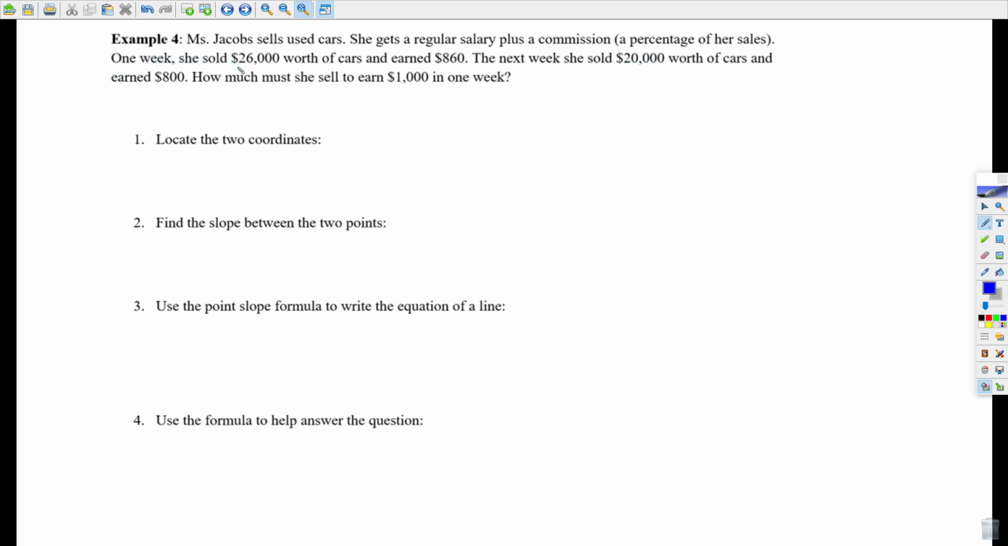One week she sold $26,000 worth of cars, so we can probably underline these numbers here. She sold $26,000 worth of cars, and she earned $860. The next week she sold $20,000 worth of cars, and she earned $800. How much must she sell to earn $1,000 1 week? So we'll get to this question a little later. First, we have to make the equation to even do all this. So the first couple of numbers here they gave us will be like our points.